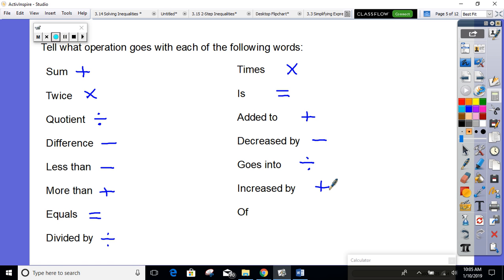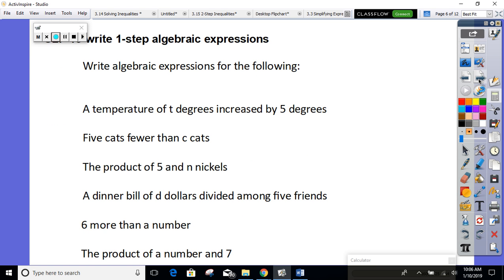Addition. Multiplication. All right, good job. Now that we know what words line up with what operations, we're going to be using that in the next slide. So this objective is writing one-step algebraic expressions.